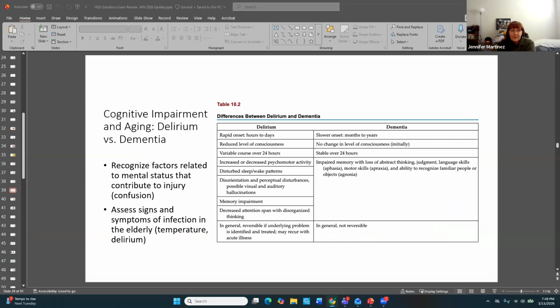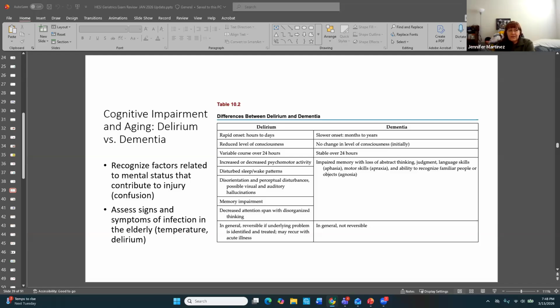Cognitive impairment in aging, delirium versus dementia. Recognizing the factors related to mental status that contribute to injury and assessing signs and symptoms of infection in the elderly. Delirium is a rapid onset. It occurs anywhere between hours and days. They'll have a reduced level of consciousness.